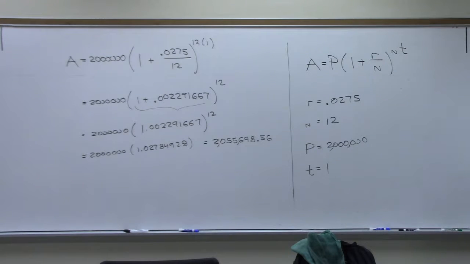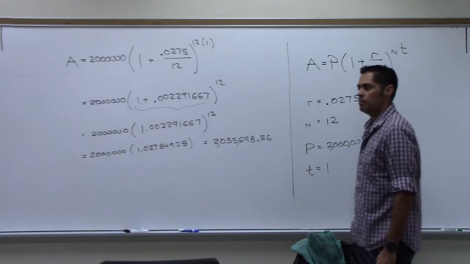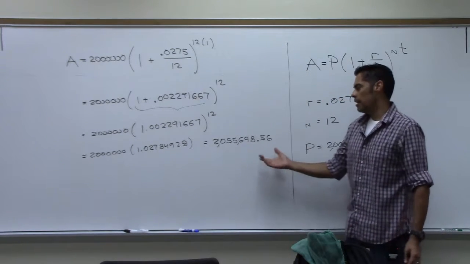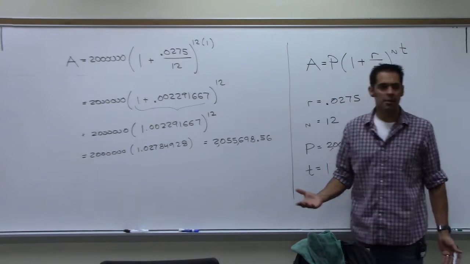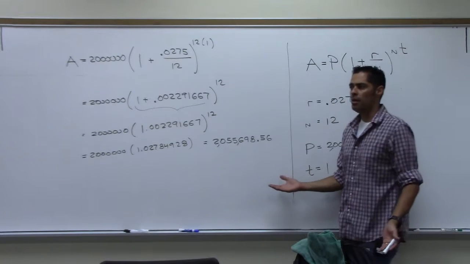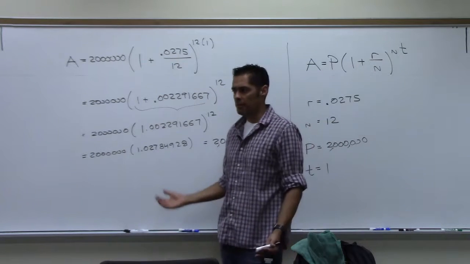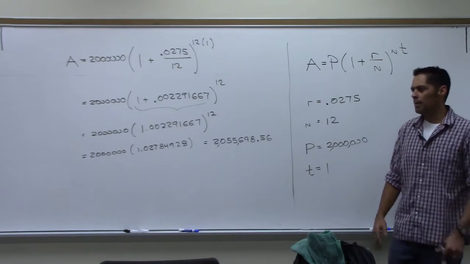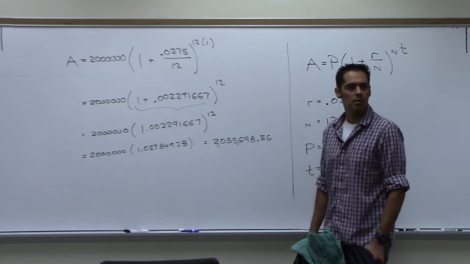The interest is $55,698. Okay? Which is, I don't know, if you're happy making $55,000 a year, then you could just sit on your money and make $55,000 a year, just sitting on your money. If you don't spend it, then you make a little more, but not a whole lot more.